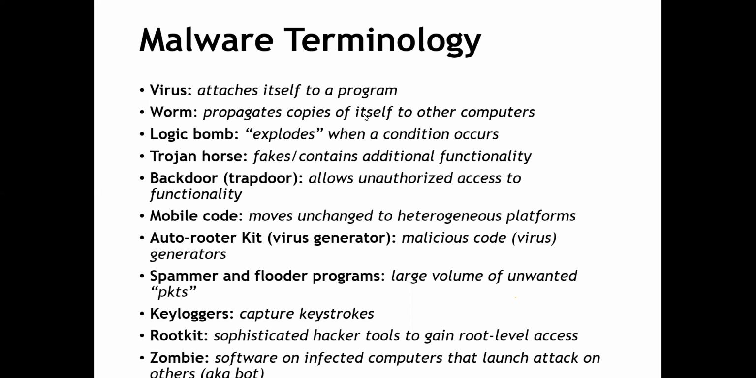So here we are just defining basic definitions of the different types of malicious software. We have the backdoor. Backdoors or trapdoors are entry points. These are weak points that we find in any kind of network or system that are left open. These allow unauthorized access to the functionality.